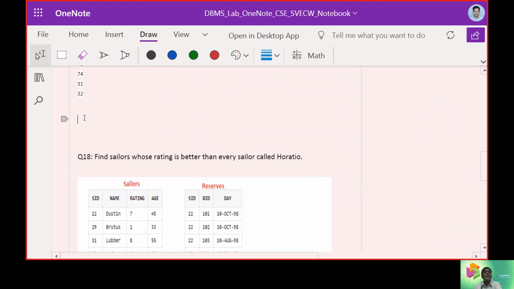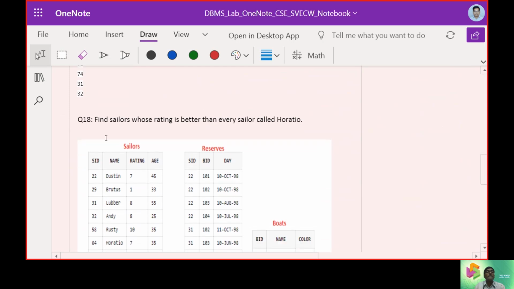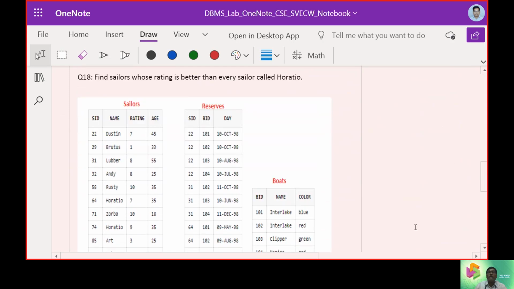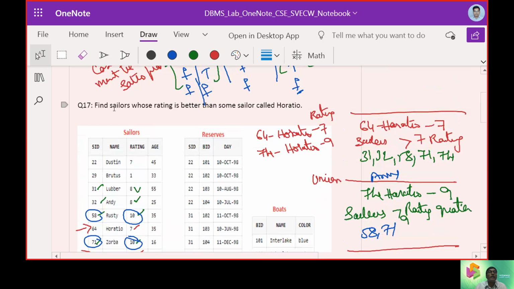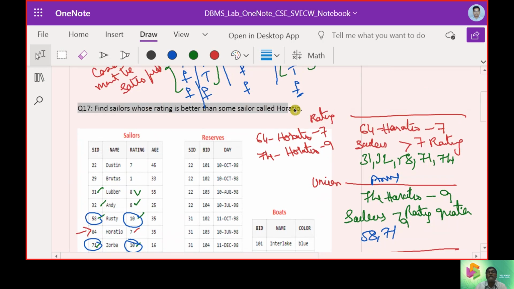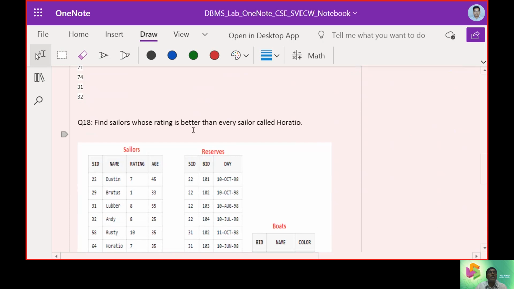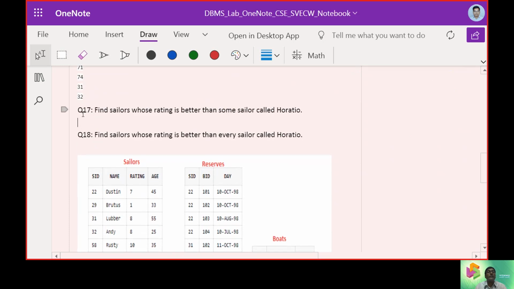Next one was, we need to find the sailors whose rating is better than every sailor called Pareto. What was the earlier question? We should understand at this point the difference between the previous question and the present question.